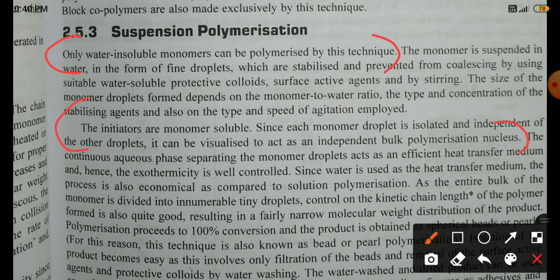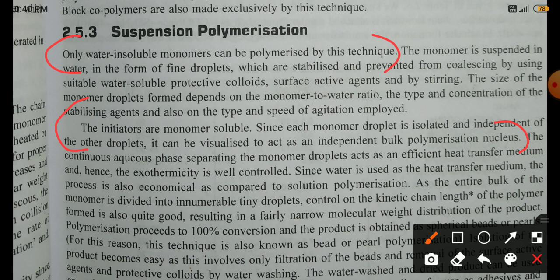Now the simple discussion and the simple definition part: in suspension polymerization, only water-insoluble monomers can be polymerized by this technique. This is a short note part for 3 or 4 marks, and the types of polymerization systems can also come as a 7 marks question.